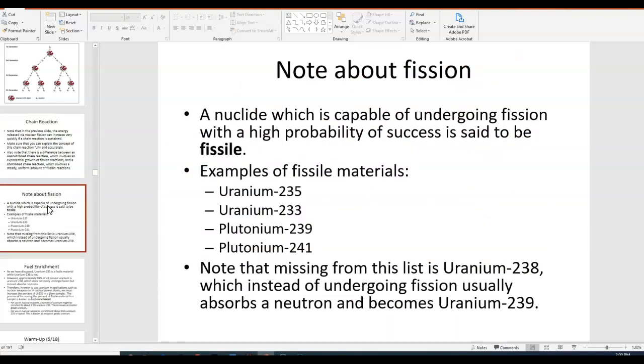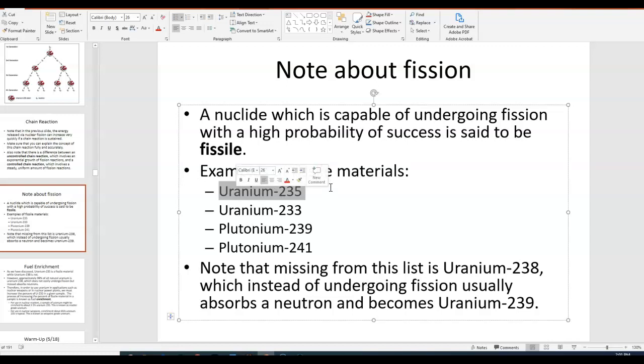Some notes about fission. A nuclide which is capable of undergoing fission with a high probability of success is called fissile. Examples of fissile materials would be uranium-235, which is by far the most common nuclide to see in IB questions, uranium-233, plutonium-239, and plutonium-241. You might sometimes see plutonium, but it's not as common.